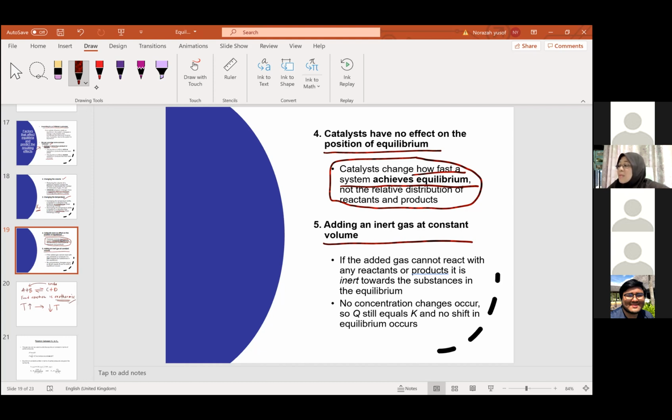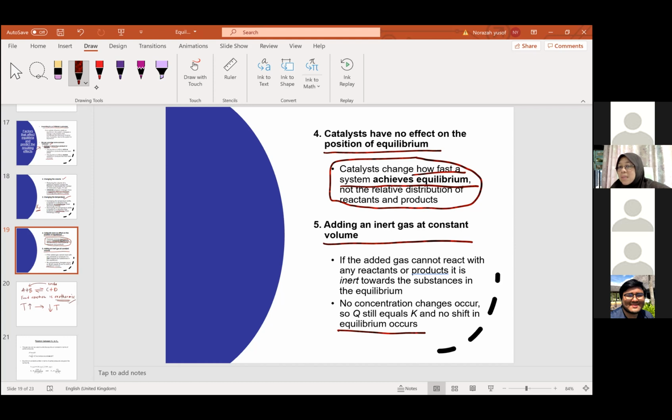If the added gas cannot react with any reactants or product, it is inert toward the substances in the equilibrium. No concentration changes occur, so Q still equals K and no shift in the equilibrium occurs. But this one you have to be careful, because if the reaction involves gases, even if you add inert gases, there is a possibility that it increases pressure. And remember, pressure for gases is very important.